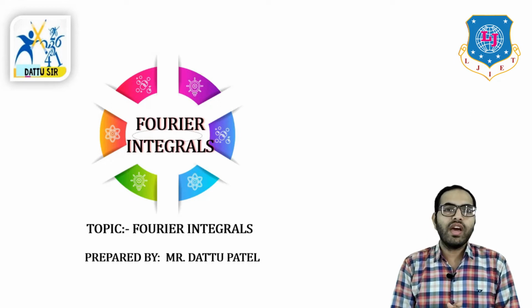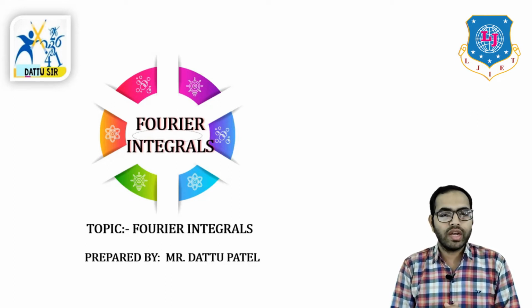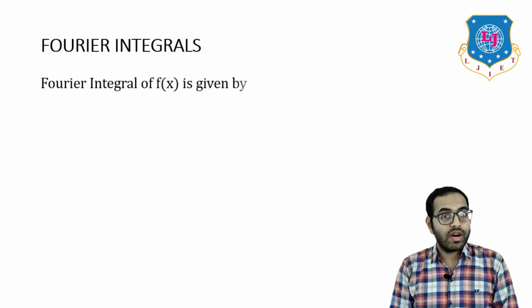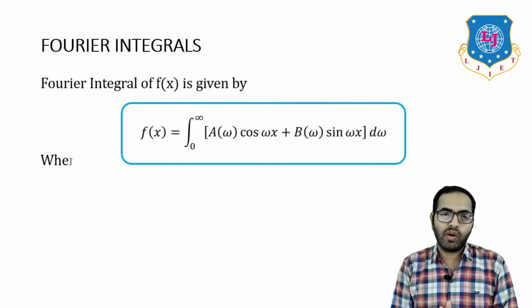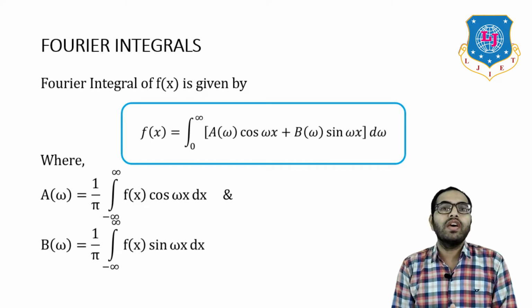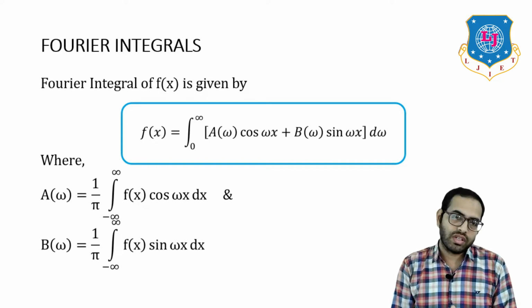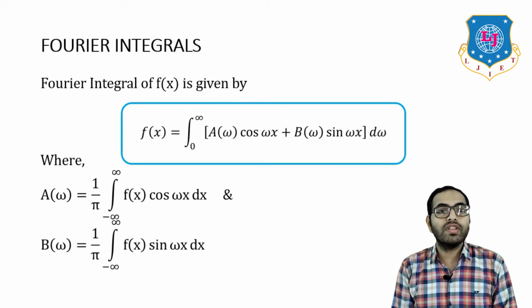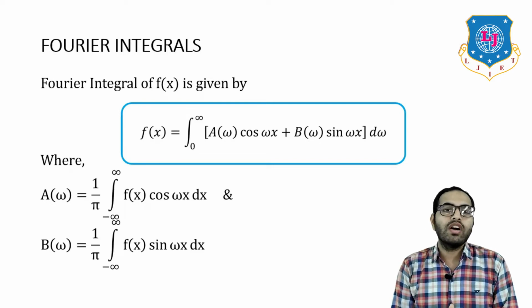Today's session, we are going to discuss the new unit, which is Fourier Integral. Let's see what is Fourier Integral. If a function is in periodic form, then we represent it as a Fourier series, which we already learned last semester. If the given function is not in periodic form, or we can say it is a non-periodic function, then it is represented in integral form. It is known as Fourier integral.